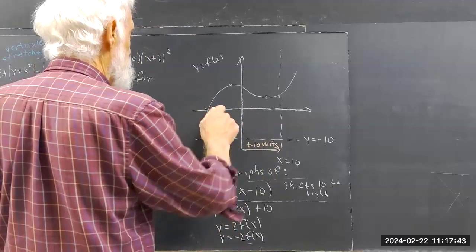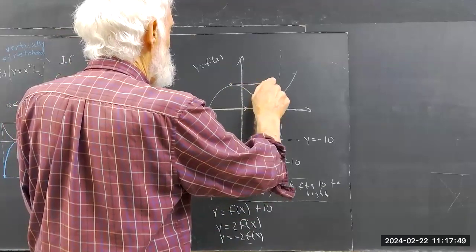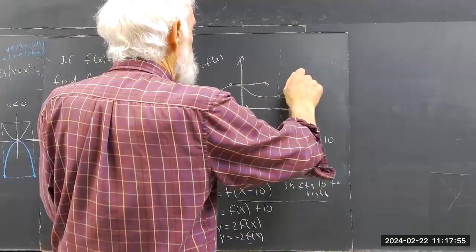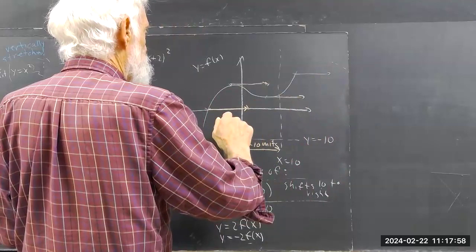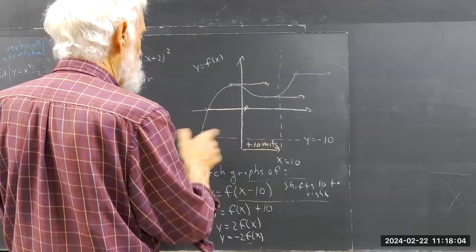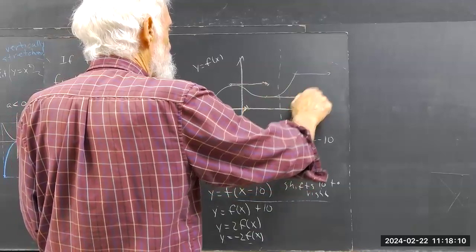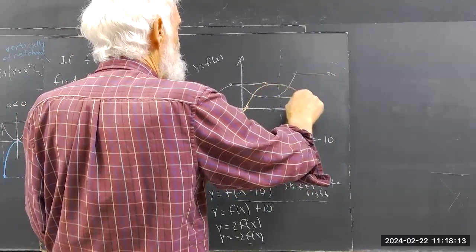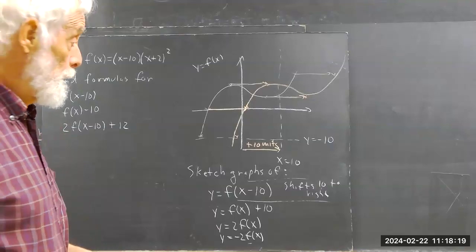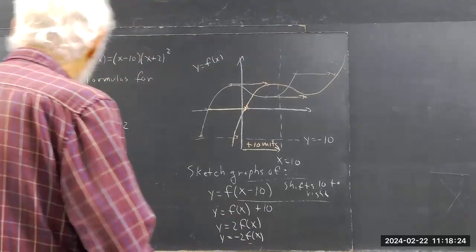So let's see, this one would go to here. And this one would go to here. And this one would go maybe to here. And this would go maybe to here. And maybe we take one of these low points over here and shift it over to here or so. And then we just draw a curve through the points that we get. And it's going to look a lot like this curve, but it's going to be 10 units to the right. That's what happens.